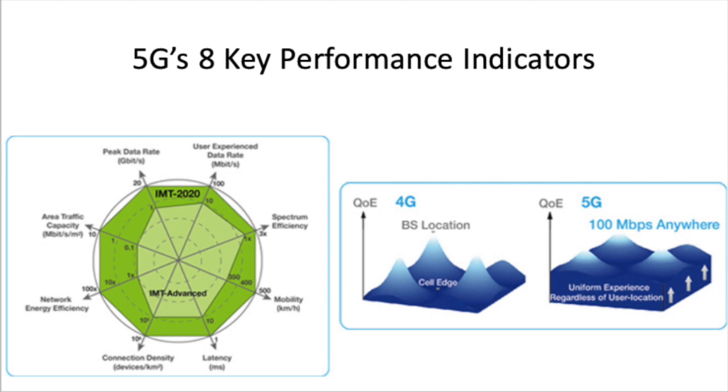On the right, you'll notice that in 4G locations, the BS location is where the frequency originates, and as the user moves further away from that point, their service begins to degrade. Near the edge of the cell, quality of experience is very low. The standard for 5G networks guarantees the user a minimum of 100 megabytes per second, regardless of their proximity to the base station. These standards are possible due to the higher frequencies used in 5G networks.